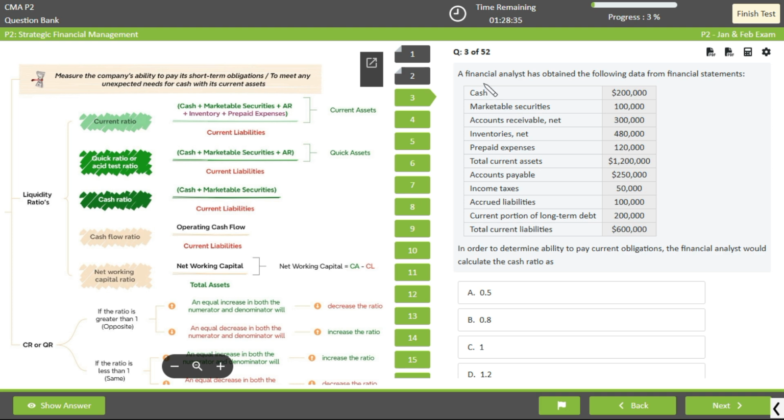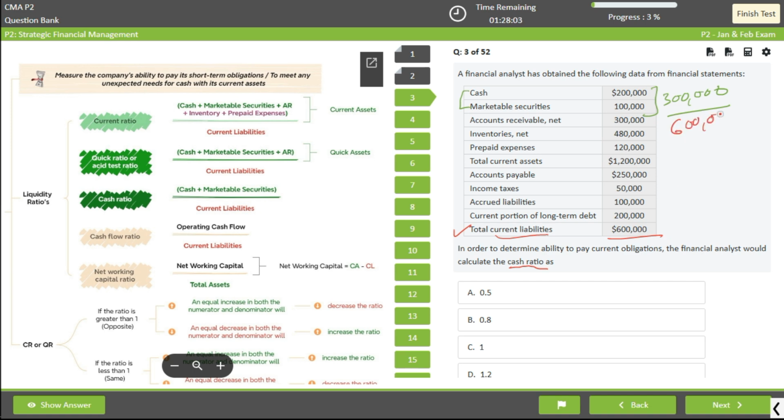In this one, they need the cash ratio. So what is cash ratio? Cash ratio is cash plus marketable securities divided by current liabilities. Cash and marketable securities are 200,000 and 100,000, which is 300,000. Total current liabilities is given as 600,000. So this is 300,000 by 600,000, which is 0.5, and which is option A.